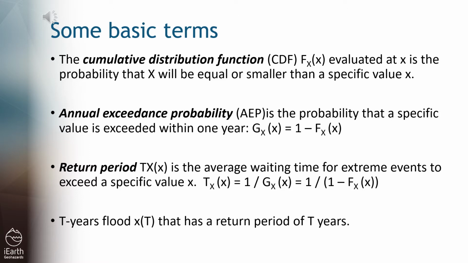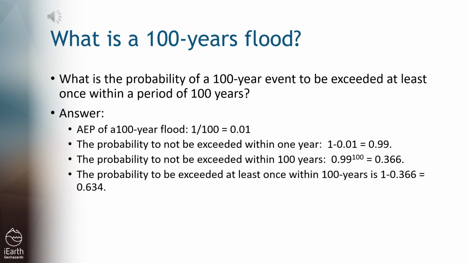The return period T is the average waiting time for extreme events to exceed a specific value. We can also calculate T as 1 over the annual exceedance probability. A T-year flood has the return period of T years. What is then a 100 years flood? We know that the annual exceedance probability of a 100-year flood is 1 over 100, that equals 0.01, which means that a 100-year flood has a 1% probability to be exceeded within 1 year.